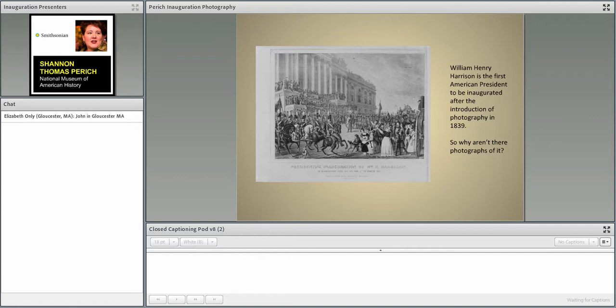So photography is invented over the course of the 1830s and then presented to the public in several formats in 1839. And it wasn't until really 1842, the year after William Henry Harrison's inaugural event, that photography is really in a place where the materials are good enough to be taken outside of the studio.